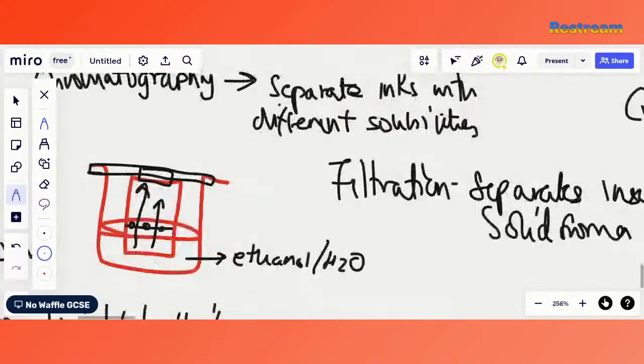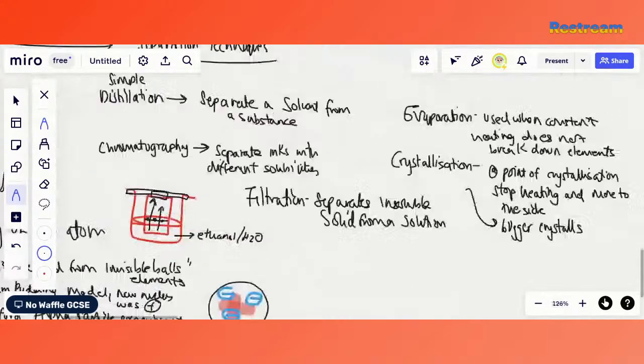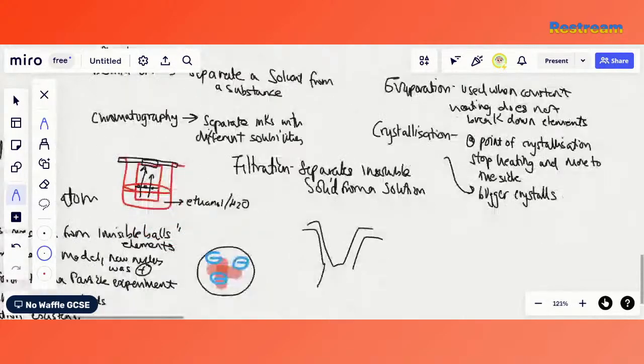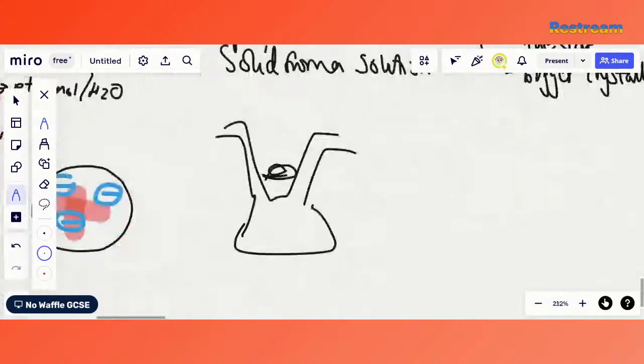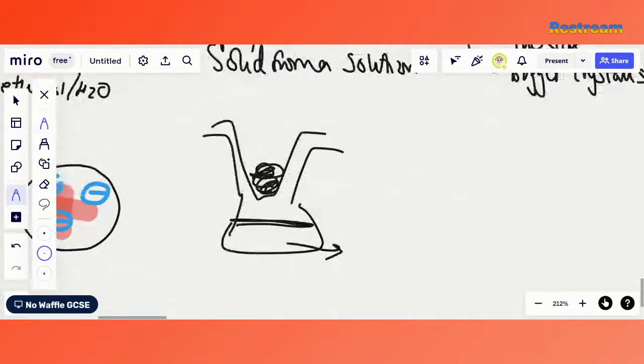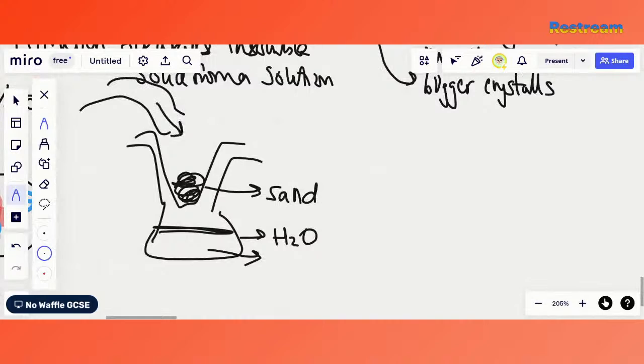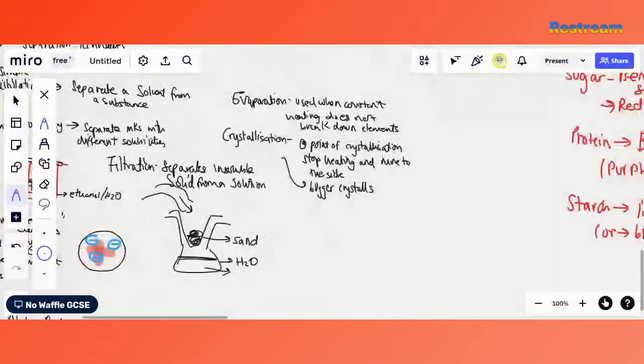Then we have filtration. Now, filtration you may have used before in loads of different things. It's when you have filter paper, and the filter paper collects the insoluble solid from the solution and leaves whatever else is in there. So if you wanted to get sand, for example, because sand is insoluble in water, you would use filtration, pour the sand and water solution into the conical flask, pour it through the filter, and then the water will be left. So that's quite a simple one.